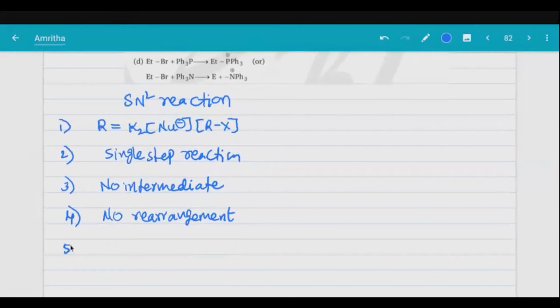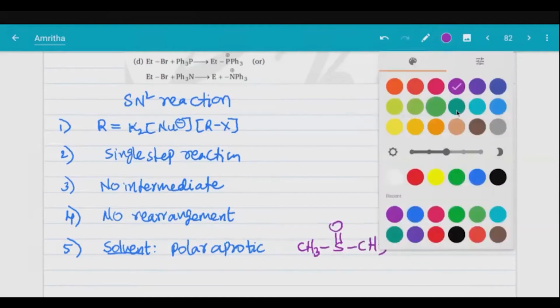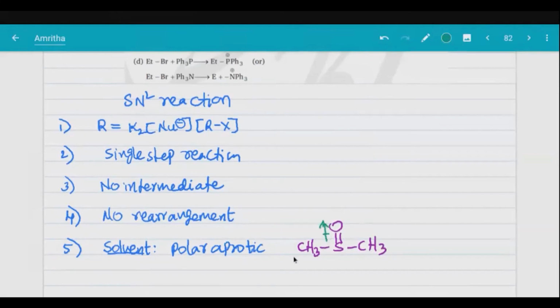Okay, and see this, one of the most important, solvent effect. Solvent effect means polar aprotic solvents favor SN2 reaction. What is polar aprotic? Like DMSO. See, this is polar aprotic. This is a polar solvent, no doubt. Polar means there is significant dipole moment, but hydrogen is not connected to oxygen or nitrogen. So hydrogen is not connected to these elements. That is what polar aprotic solvent means.